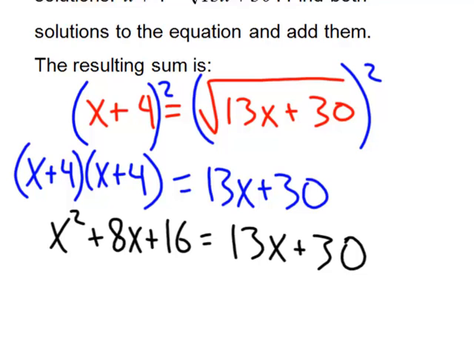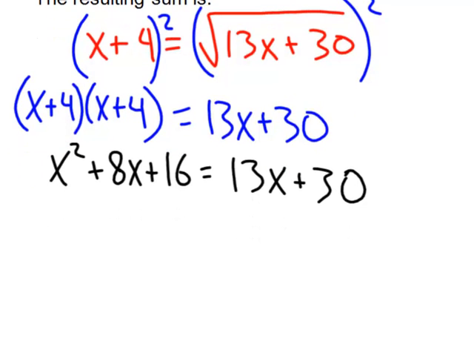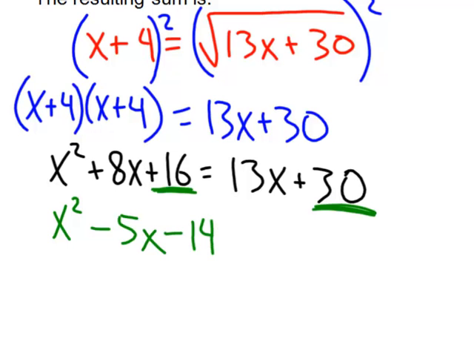So let's do that. Let's subtract the 13x over. So this 13x over here, we'll subtract it over to the left side and get x squared minus 5x. I'm basically saying 8x minus this 13x gives me negative 5x. And similarly, combining like terms, I'm going to take this 16 over here. I'm going to subtract over this 30. 16 minus 30 will give us minus 14 on the left side. I've now got 0 left on the right side.